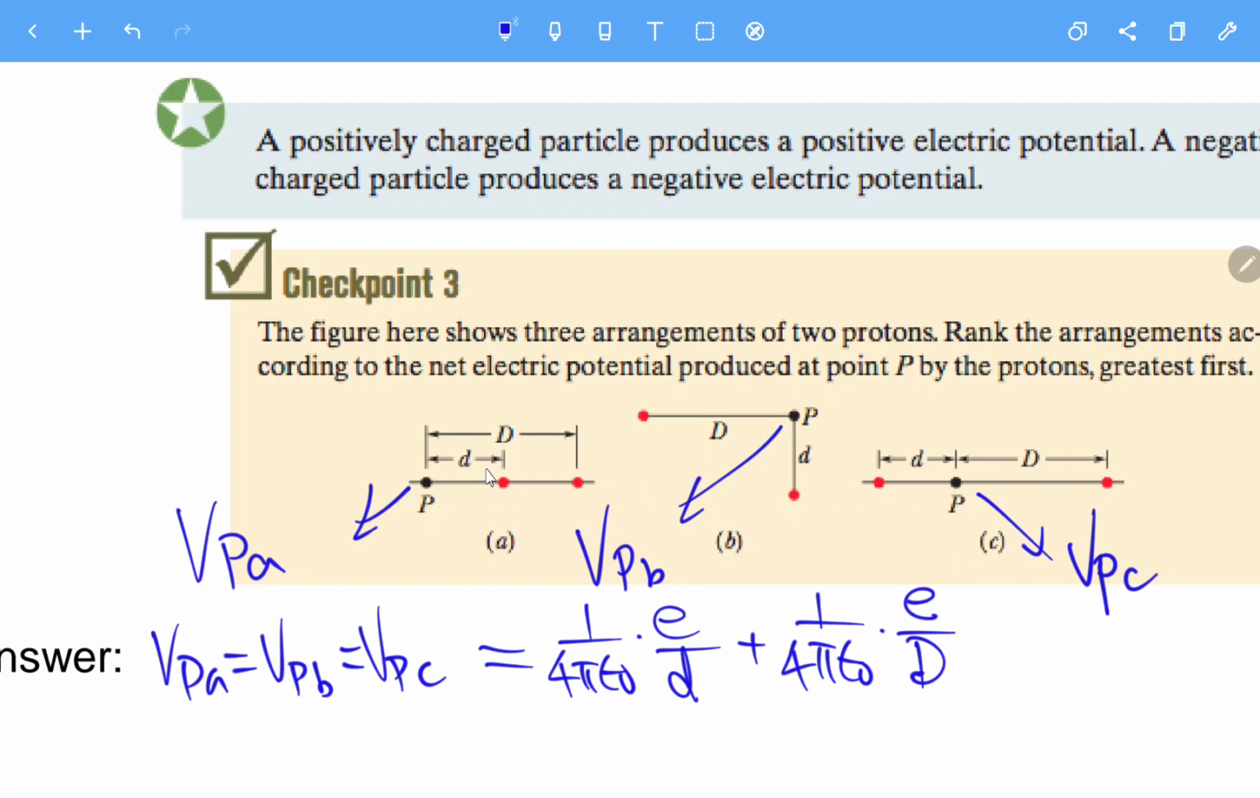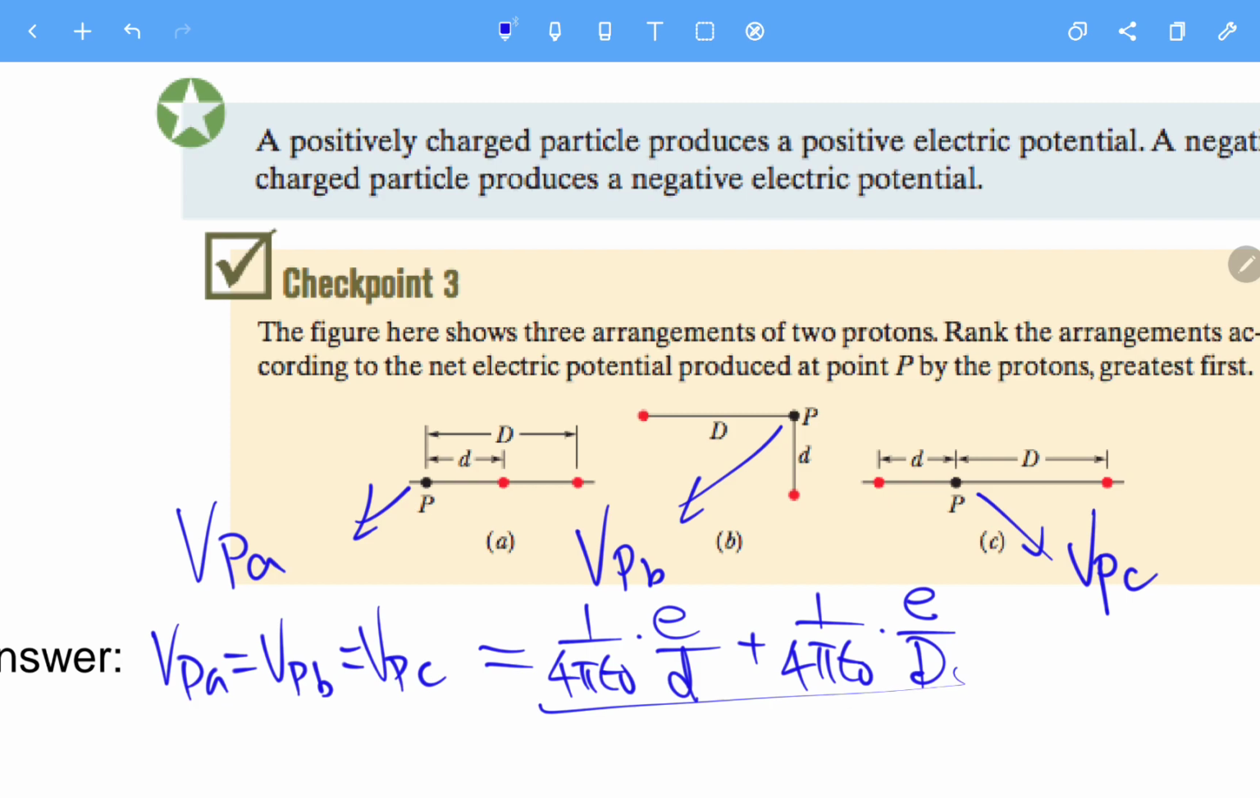So you just consider, this is the first one. This proton generates the potential here corresponding to this term, and this one corresponds to this term. As I mentioned, the potential is not a vector, it's just a scalar. So it doesn't really matter whether this is 90 degrees or 180 degrees. You just need to add the scalars together, and then they are the same.